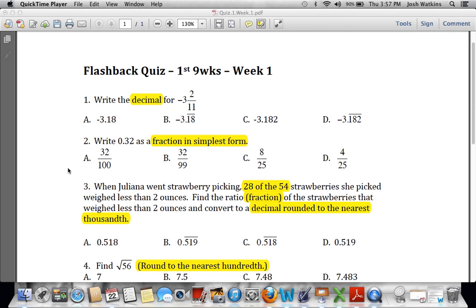Number 3, when Juliana went strawberry picking, 28 of the 54 strawberries she picked weighed less than 2 ounces. Find the ratio, also known as a fraction, of the strawberries that weigh less than 2 ounces and convert to a decimal rounded to the nearest thousandth. So pay attention to the 28 of the 54, fraction, and the decimal rounded to the nearest thousandth.